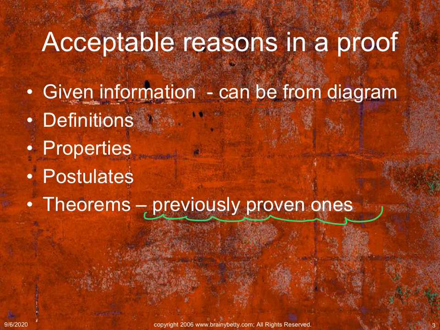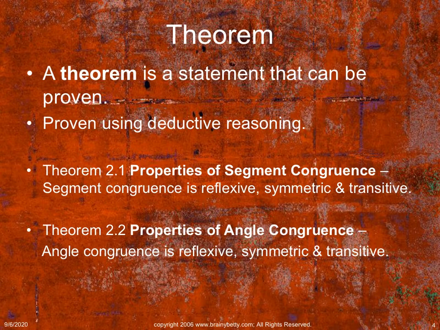All right, let's see what a theorem is. A theorem is a statement that can be proven, and we're going to prove theorems using deductive reasoning. We're introduced to our first 2 theorems, and they are the properties of segment congruence and properties of angle congruence. Now, yesterday we already saw the segment equality and the angle equality properties. These are exactly the same properties. The only difference is we're going to change the equal sign to a congruent symbol.